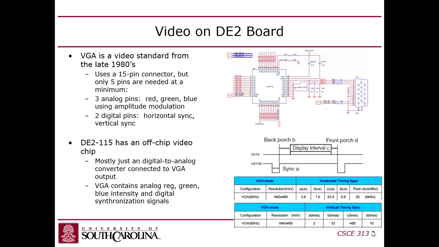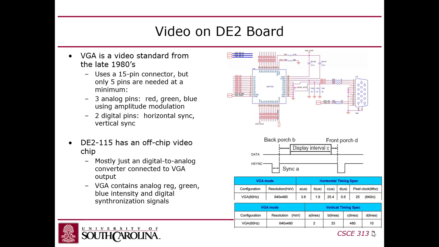VGA is a little old now. It was developed in the late 1980s. It's been replaced now with HDMI and DisplayPort. Some of you might have never even seen one of these. It's a 15-pin connector, a DB15 connector. I don't know why the DE2s haven't updated yet to HDMI, but they're still using the old VGA. On this board, I believe only 5 of the 15 pins are connected.